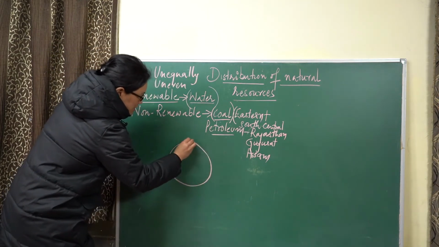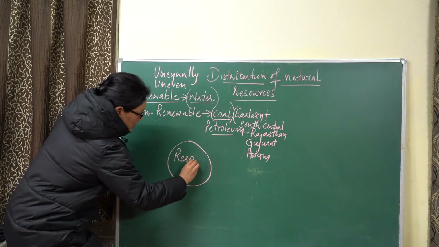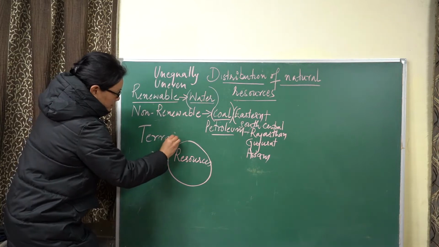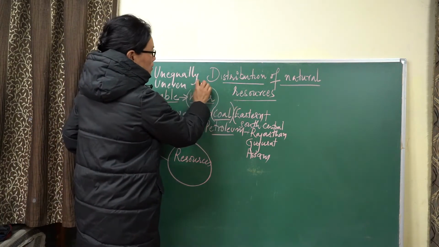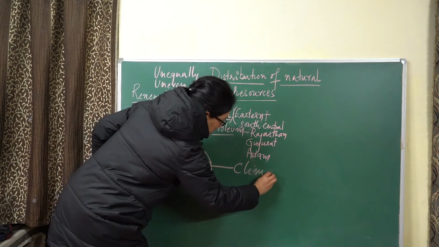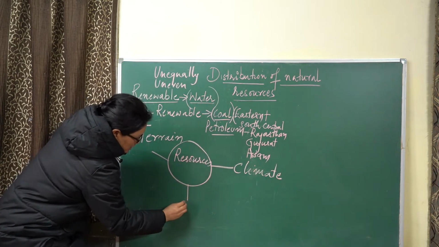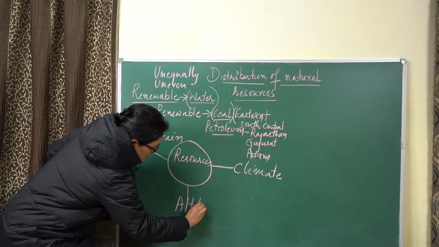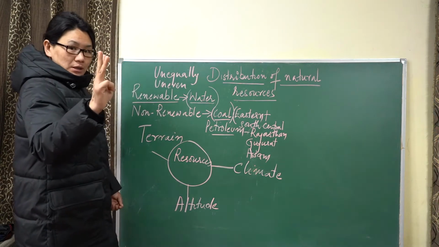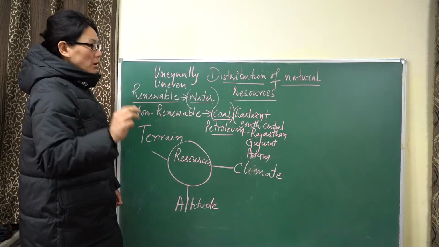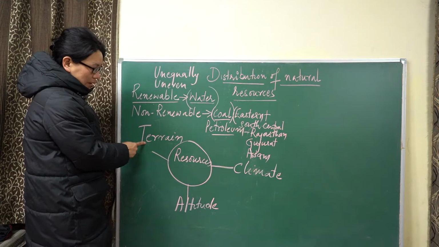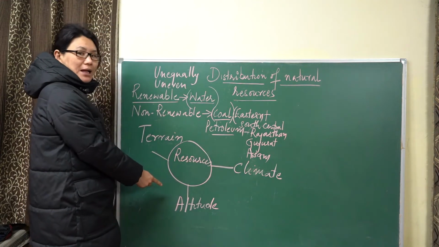Now, these three factors are, the first one is terrain. Terrain causes unequal distribution of natural resources. Another one is the climate factor, and the third one is altitude. Three factors which play a very important role in uneven distribution of natural resources. The first one is terrain, then climate, then we have altitude.